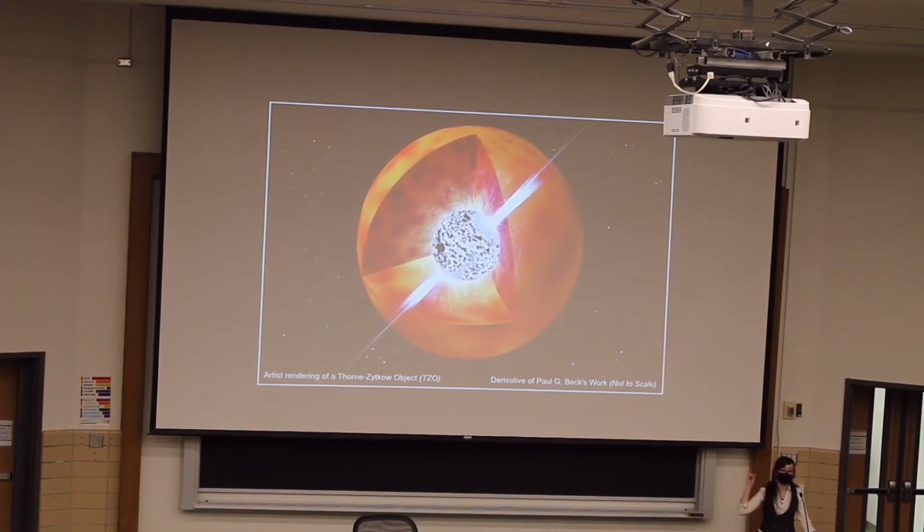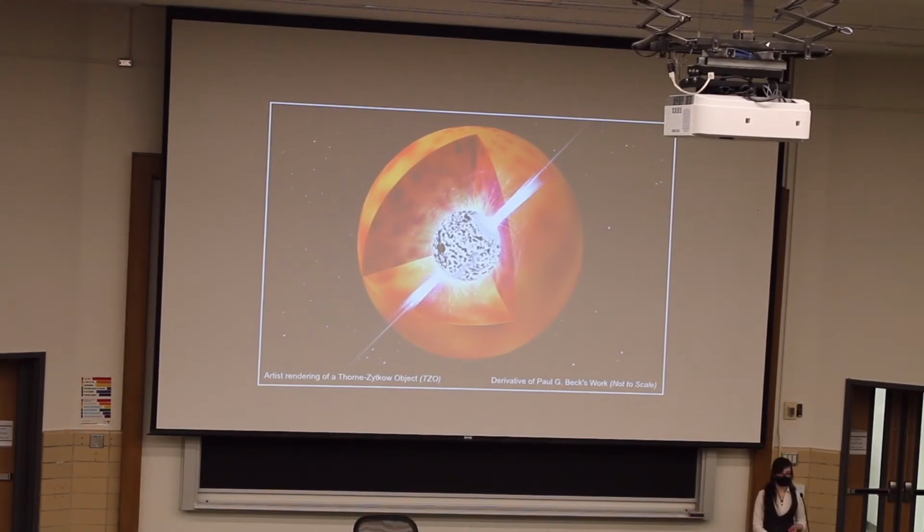One of them is the mass of these objects. Theory states that TZOs have to be at least 15 times the mass of our sun. If they fall below that, they'll actually collapse. And figuring out if TZOs actually exist, and this has been an open question for quite some time, is really important, because if TZOs do exist, that is an avenue of binary evolution. If they don't exist, it cuts that avenue off. But how do we find them?